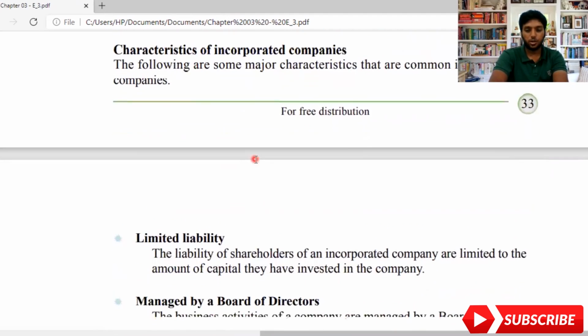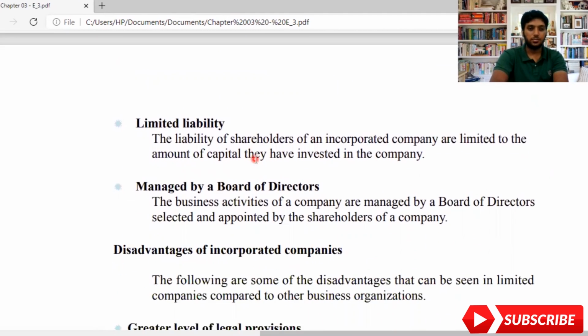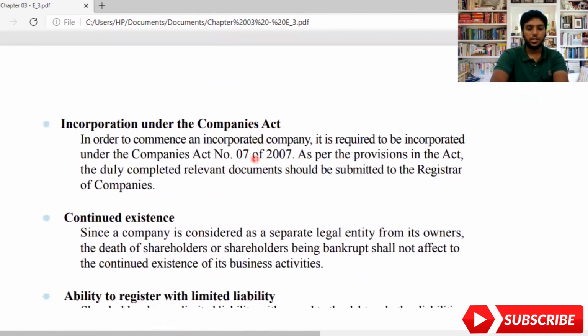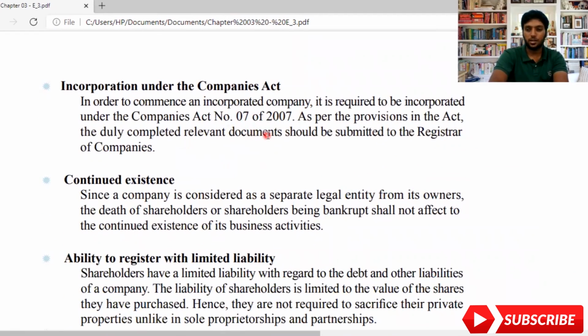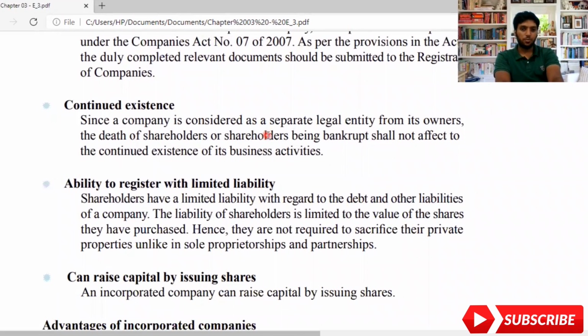Characteristics of incorporated companies. Number one, limited liability. Incorporation under the Companies Act. So their company should act under section number 7 of 2007. Continuing existence. There are a lot of owners in the business. So if one owner dies, another investor will take the business along. And third thing, ability to register with limited liability. If you are an owner, you have invested a certain amount of money. When your business makes a loss, you don't want to pay more than the money you have invested. You need to pay only for the loss up to the amount of investment you have made. That's what we say ability to register with limited liability.